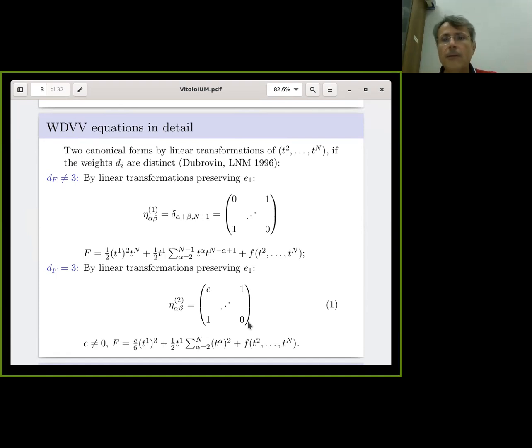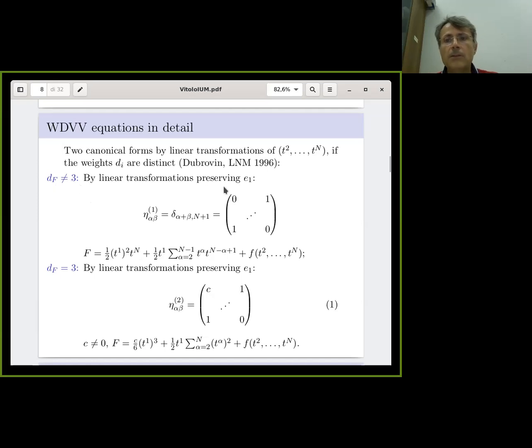Okay, let us see what is the form of WDVV and how to transform them into a form which is more amenable to Hamiltonian investigations. So if d_f is different from 3, here I use a normalization where d1 is equal to 1. You can do it. You can rescale all the homogeneity degrees in this way. And then you require that d_f is different from 3.